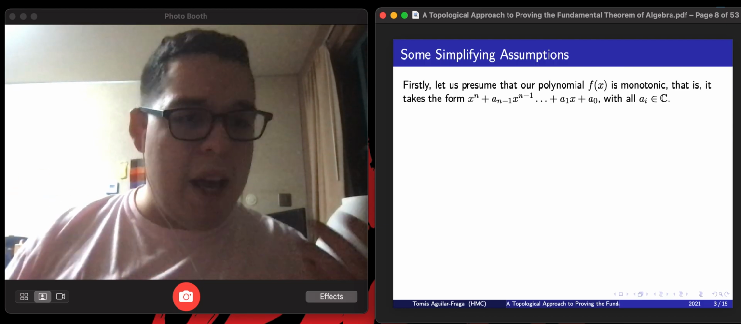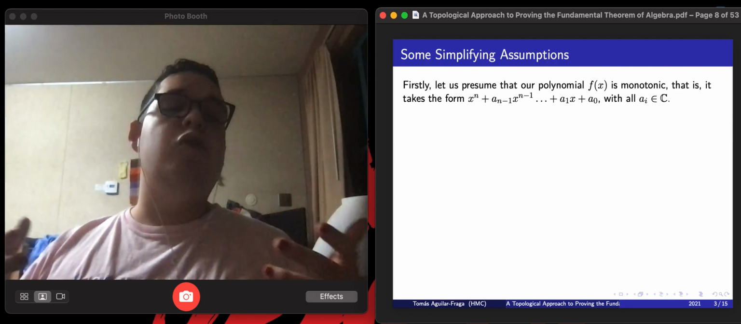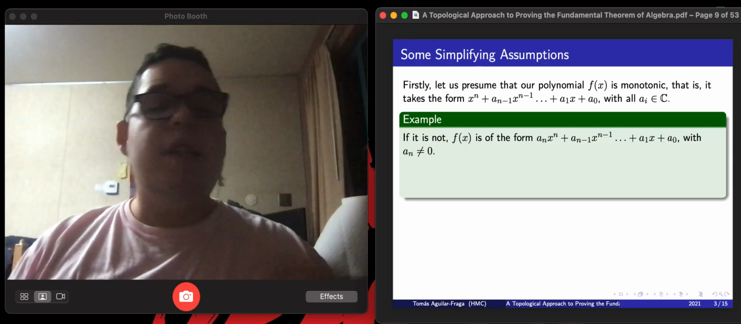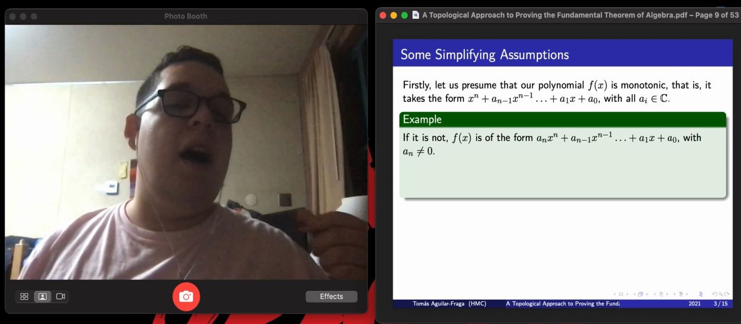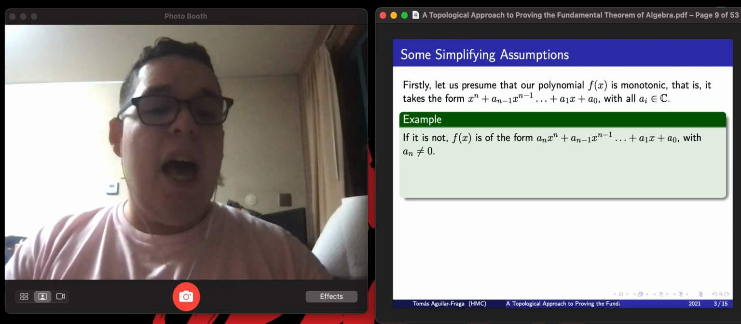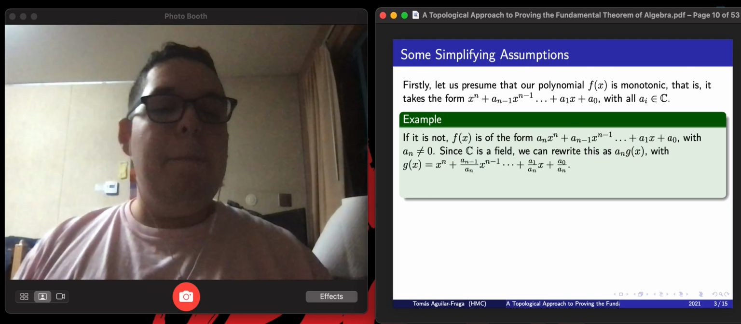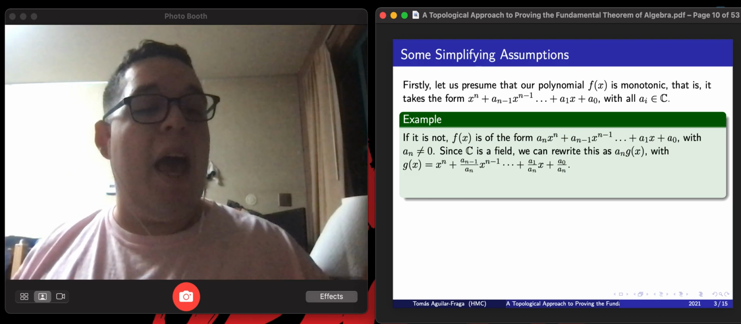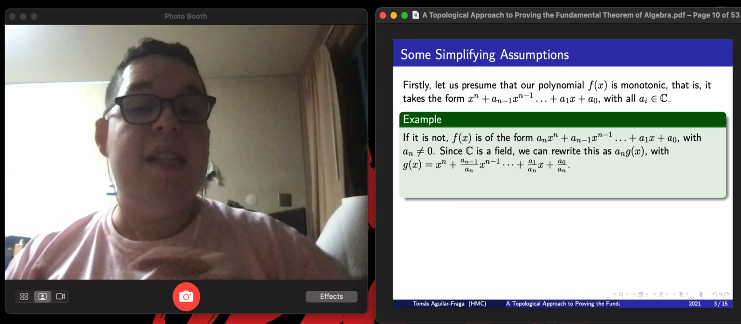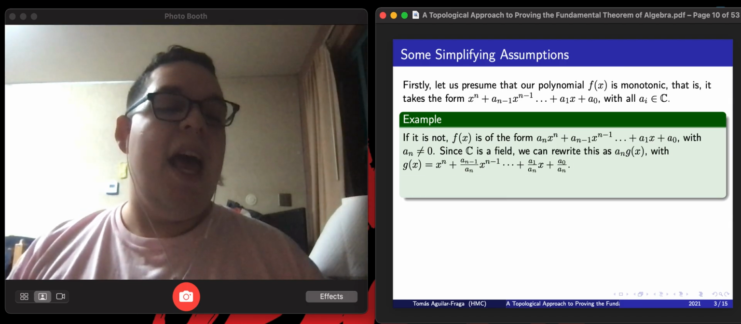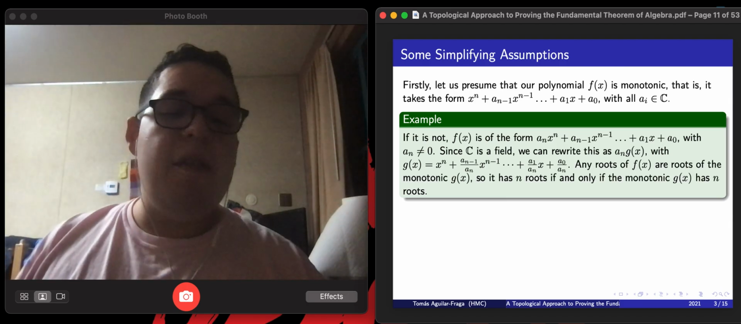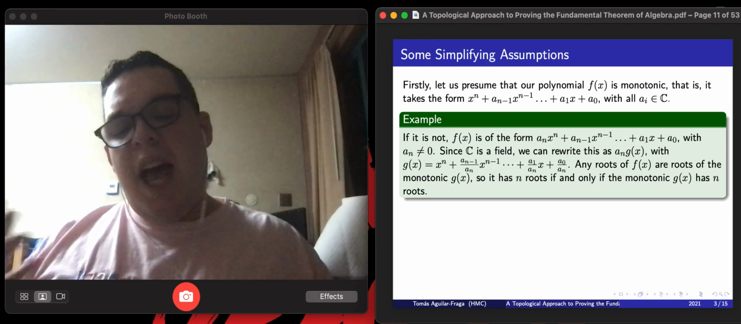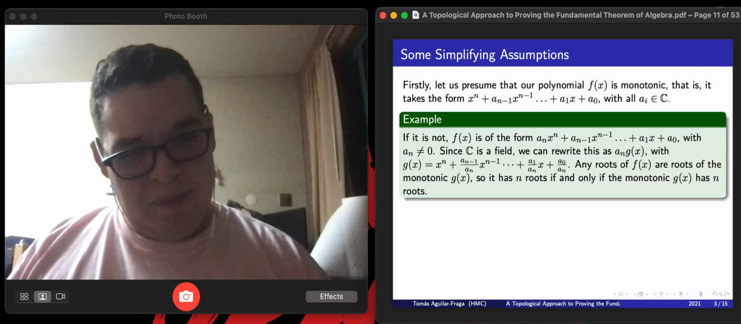So I'm going to make some simplifying assumptions first. First, we're going to presume that our polynomial is monic. That is, it takes this form here. Of course, if it's not, f of x is of this form here with a_n not equal to 0. But since the complex numbers are a field, we can rewrite this as a_n times g of x, with g of x being this different monic polynomial. And any roots of f of x are roots of g of x, so it has n roots if and only if the monic g of x has n roots, and so we can just look at the monic case.